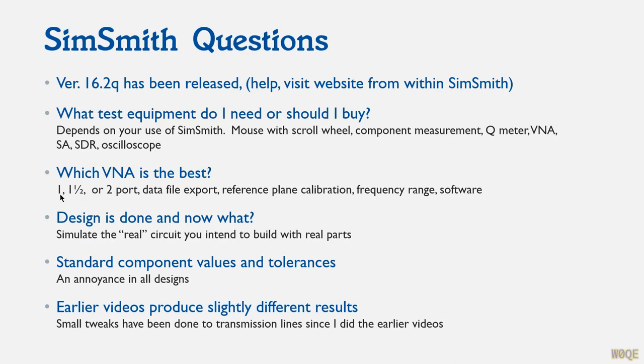For most people, it's either one port or 1.5 ports that we're dealing with at the low end of the range. And if you want to do filters, you need a 1.5 port analyzer so you can actually measure the gain and loss of the filter, not just the input impedance of the filter. If I was going to buy a little analyzer, I would expect a couple features, or I wouldn't buy it.